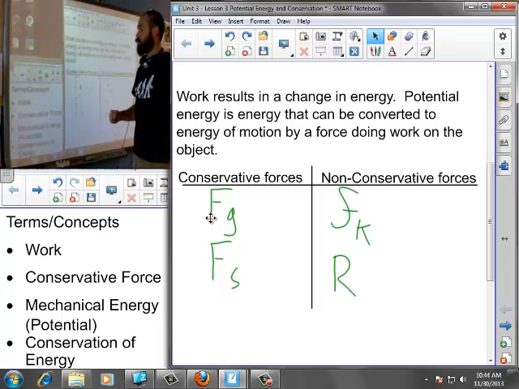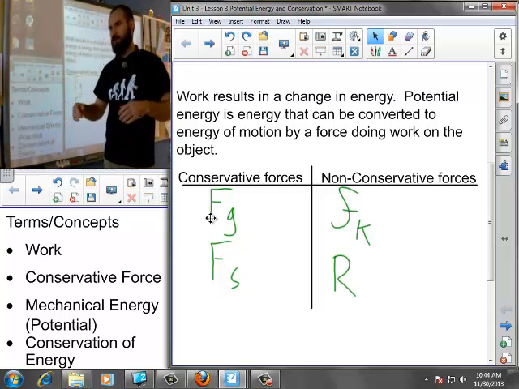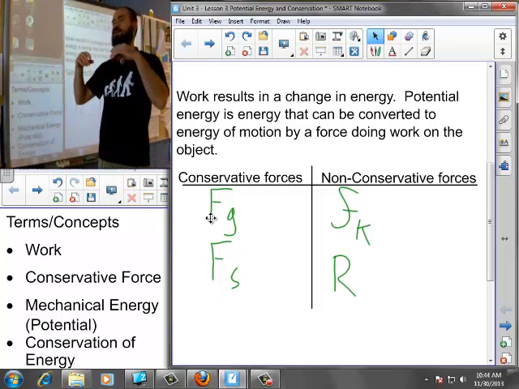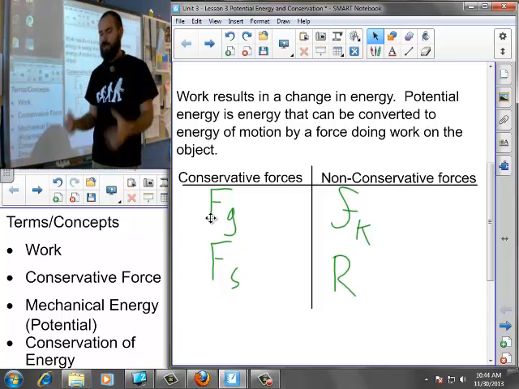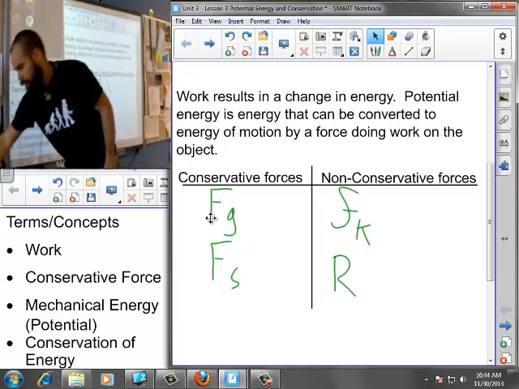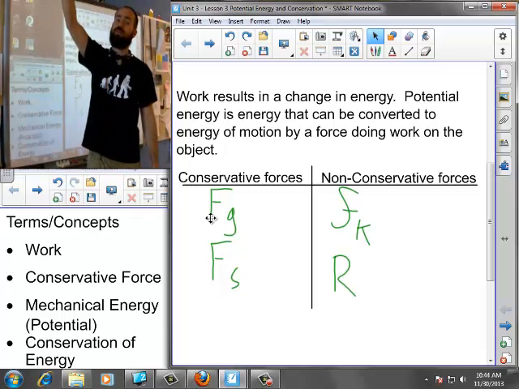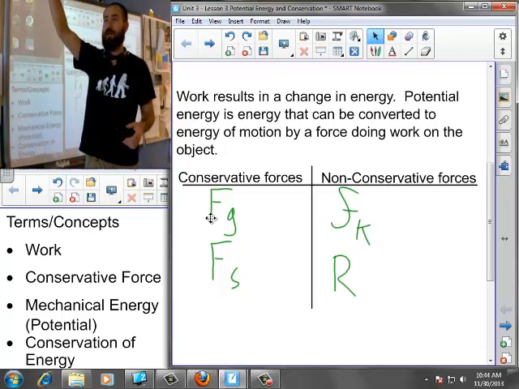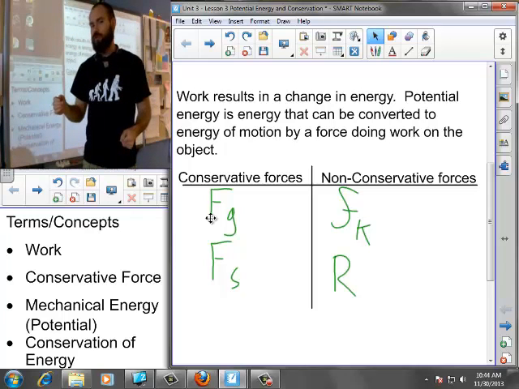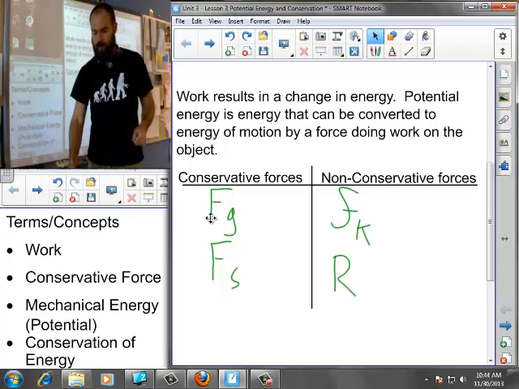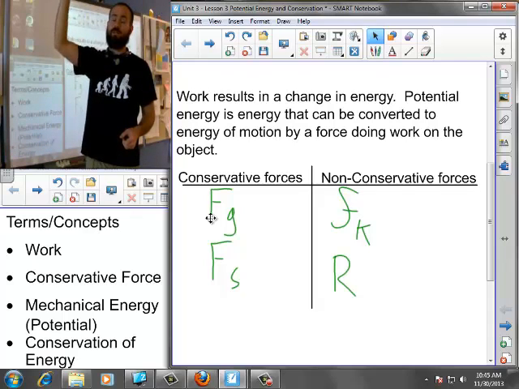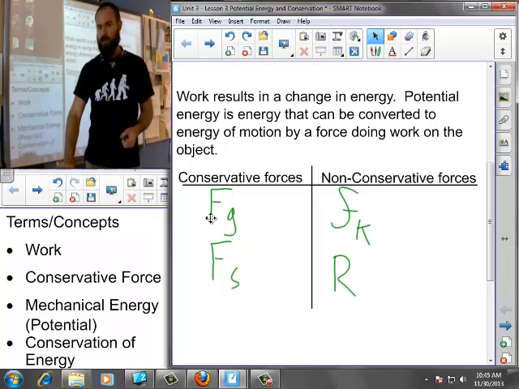Alrighty, next thing to think about is the statement at the top of the board that the work results in a change in energy, and potential energy is energy that can be used to create motion. So in other words, the idea of potential simply means the object has the potential to use this energy to become in motion. Easiest example again of that is gravity. If I put the ball here, gravity can do work on this object as it falls, and will do so increasing the velocity of the ball as it falls, converting the energy from potential, the capacity to move, to actually kinetic energy, energy of motion.